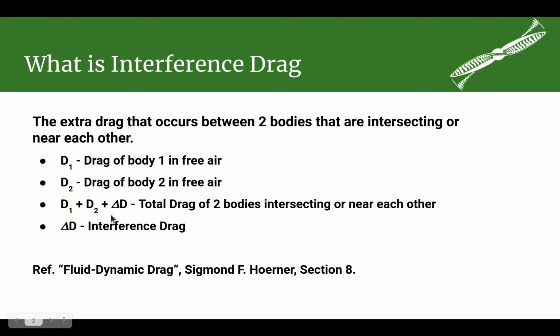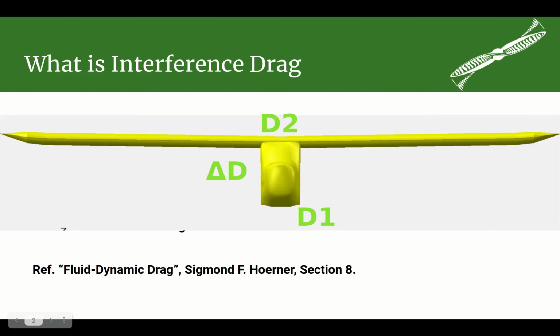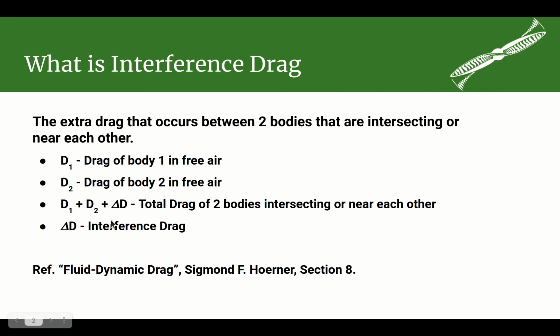But then if you put those bodies close to each other or even touching each other, then if you look at that total drag, it will usually be different than the added drags of the independent bodies, that X value. And that difference in drag is what's called the interference drag. So if you take D1 and D2, the independent body drags, and then add the interference drag, you get the total drag of the two bodies when they're close to intersecting or near each other.